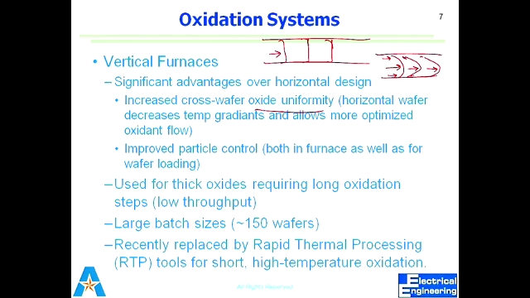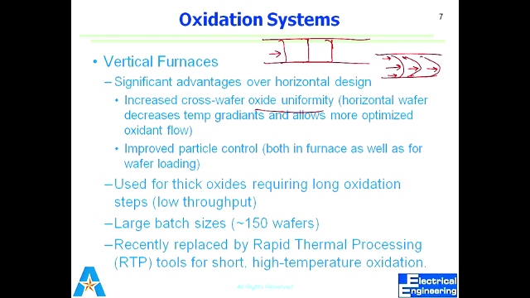In the case of vertical furnaces, you place every wafer in a specific slot. So when the wafer is heated, it means that all across the surface of the wafer, the temperature is uniform. There should not be any non-uniformity in the oxide layer.